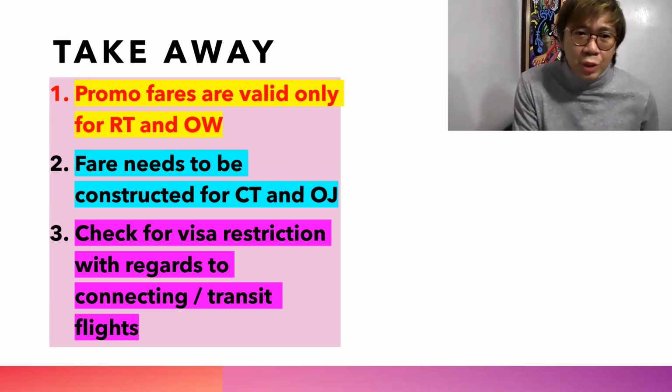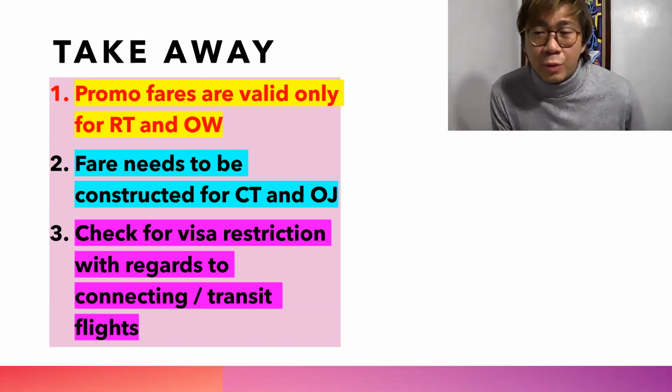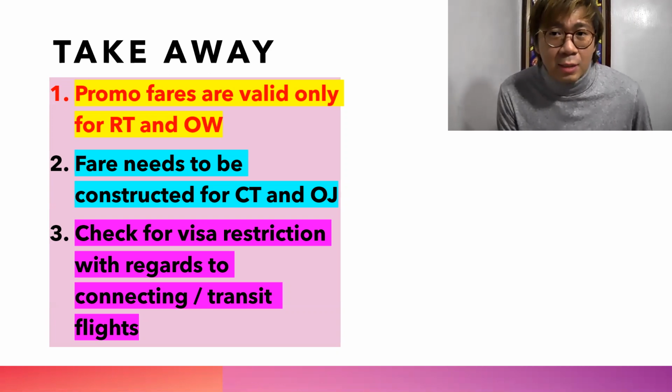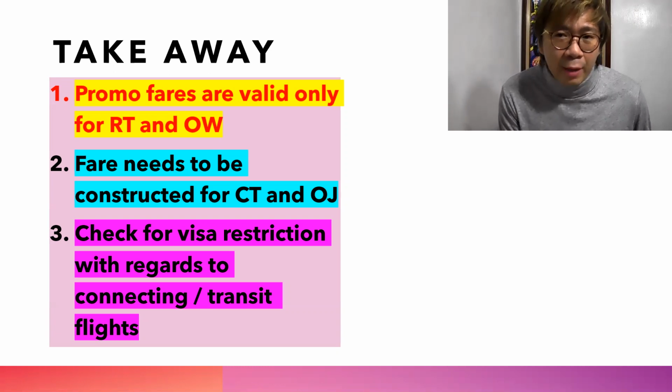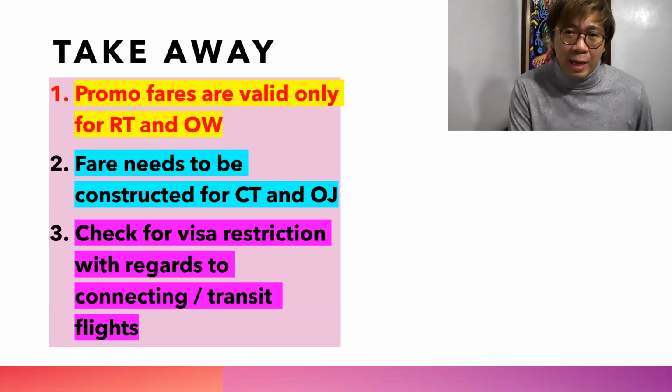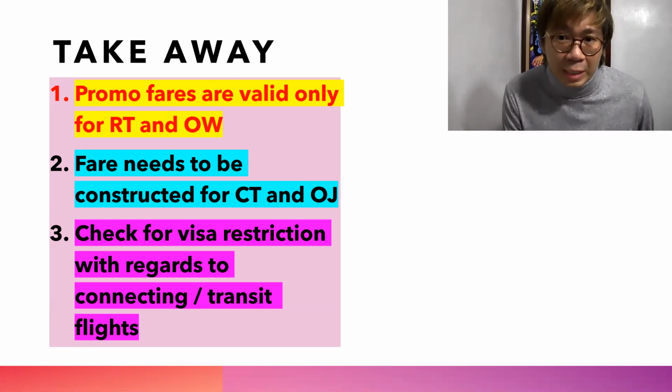Next is of course, check your visa restriction with regards to connecting transit flights. As you see, the difference between single entry, dual entry and multiple entry is big. Particularly, it will have a bearing if you're going to buy circle trip, open jaw or round the world fares. It really has a bearing depending on your itinerary or type of journey.